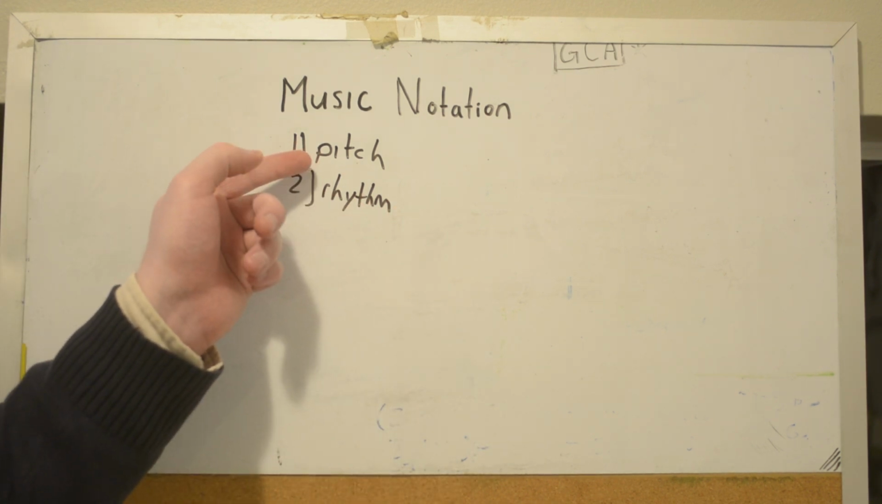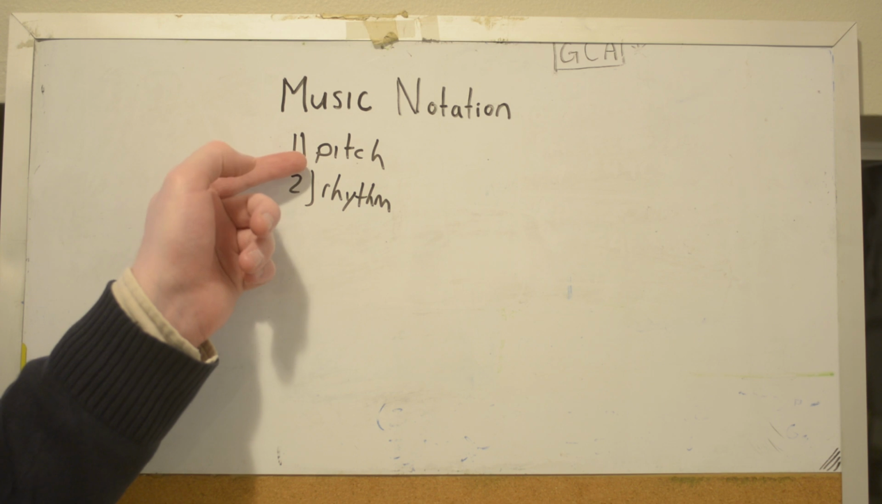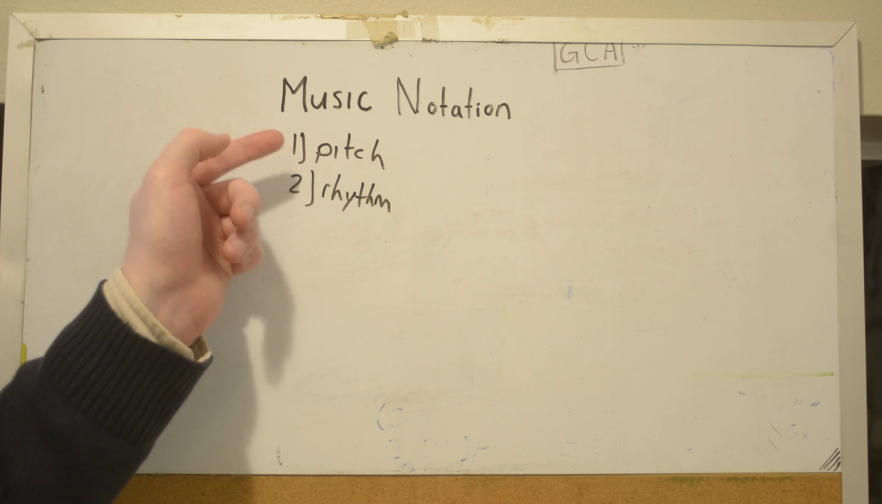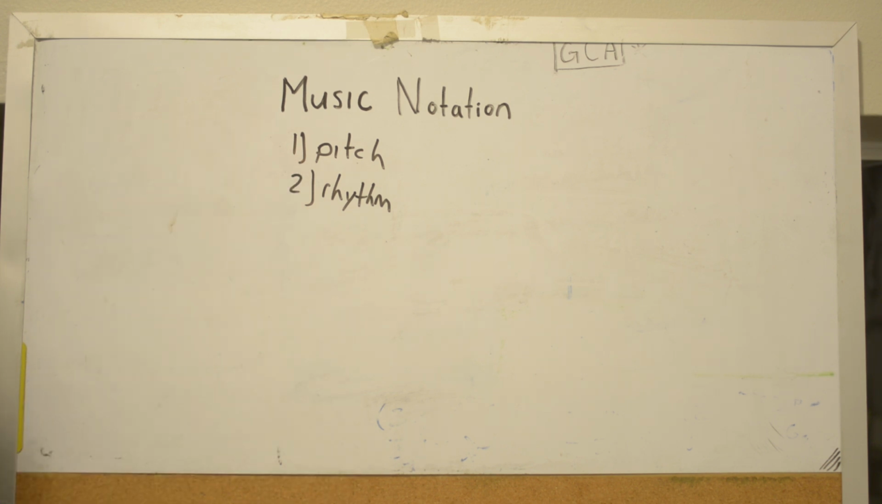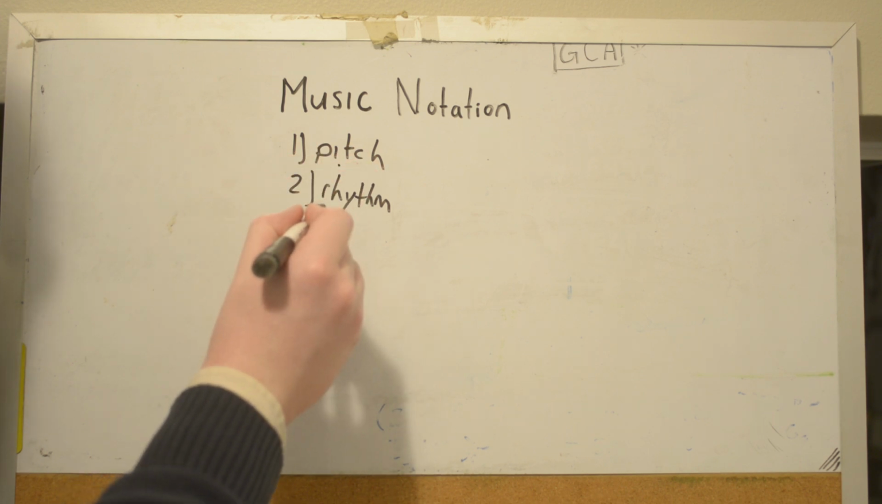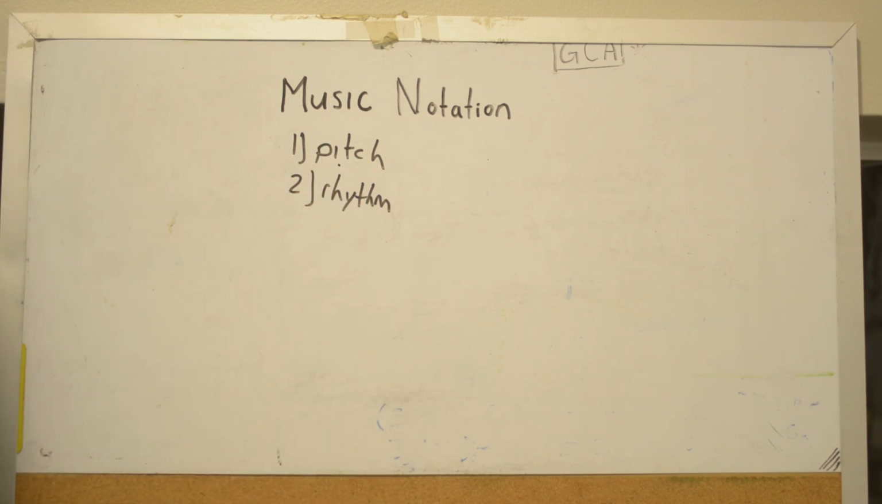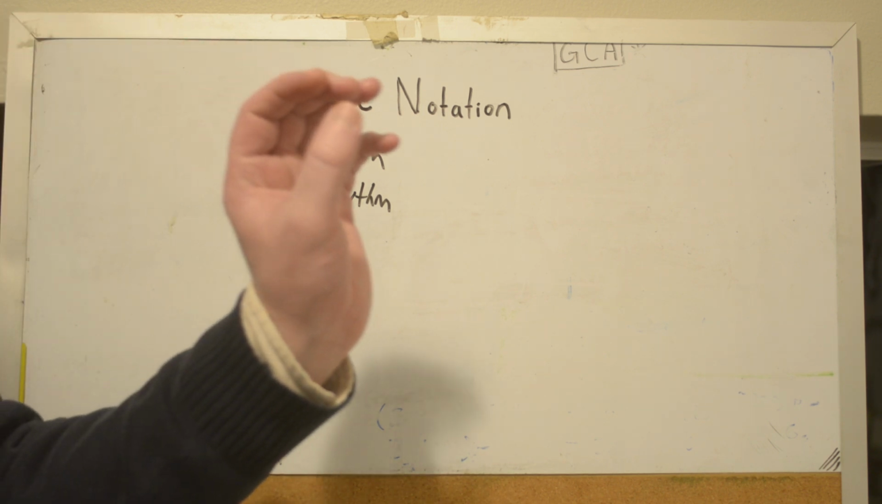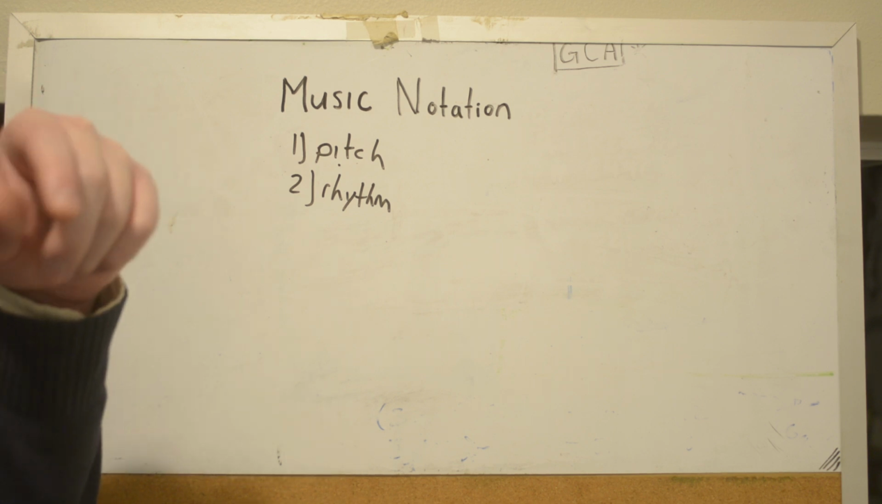Pitch is how high or low a note sounds. So, for lack of better description, a low note is a bass note, a high note is a treble note. That is a difference in pitch. Rhythm indicates the duration of each note. So, for example, is it sustained? Or is it short?